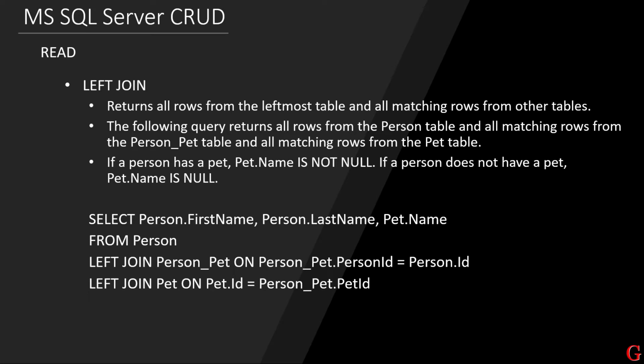Left join returns all rows from the leftmost table, which is, in this case, the person table, and all matching rows from other tables. If a person has a pet, pet name is not null. If a person does not have a pet, pet name is null. The query might return null values when you use outer joins.